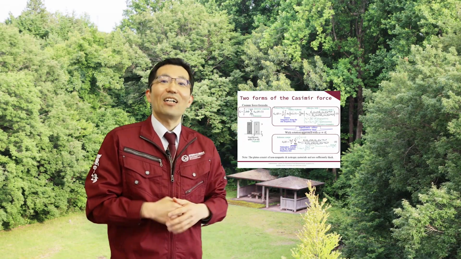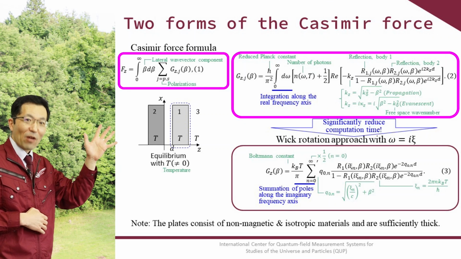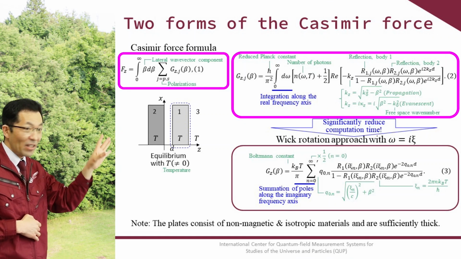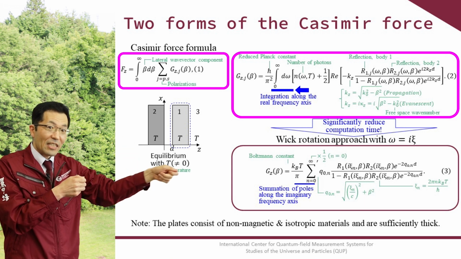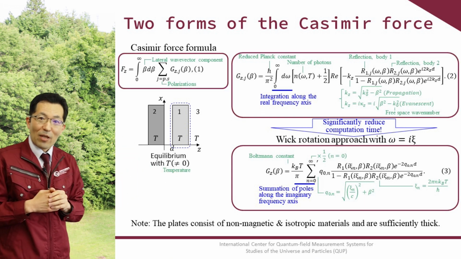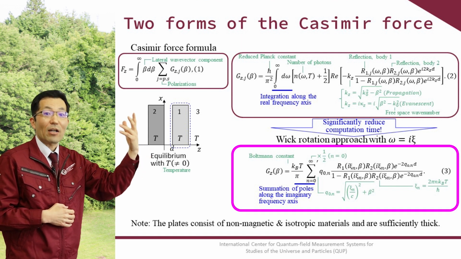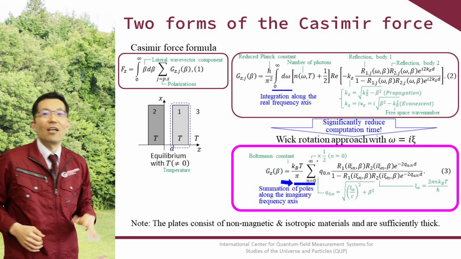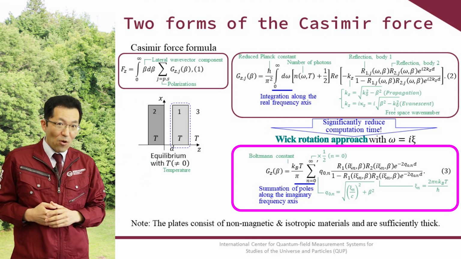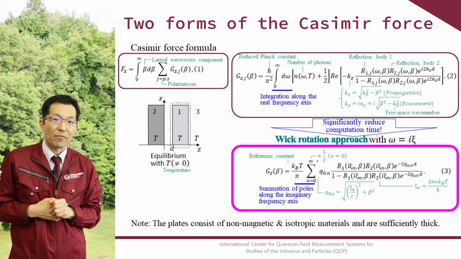Welcome back. In the previous video for the two-body system, the Casimir force formula was derived in equations 1 and 2, including the integration along the real frequency axis. In this video, we want to understand that the integration is replaced by the summation of poles along the imaginary frequency axis. This is called the Wick rotation approach, and this significantly reduces the computation time.